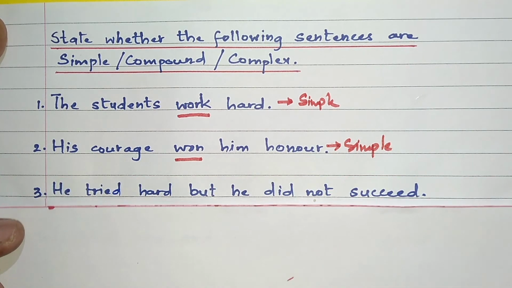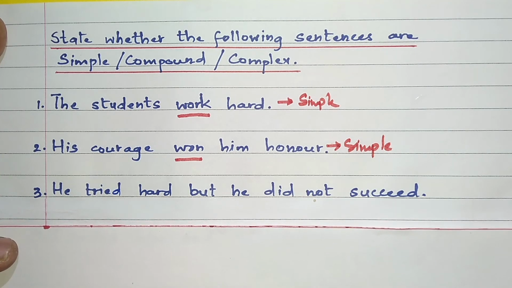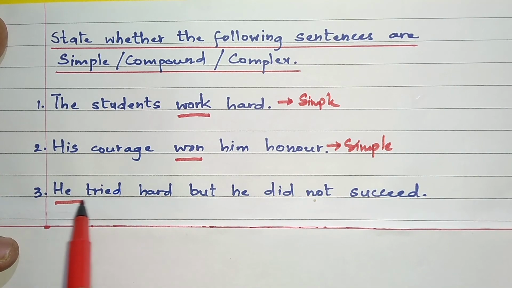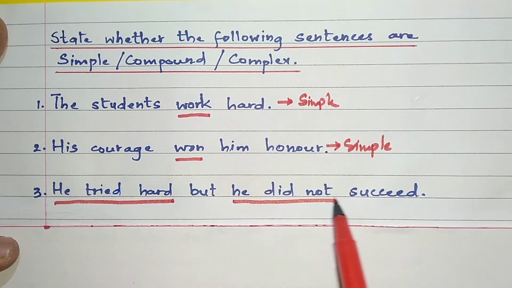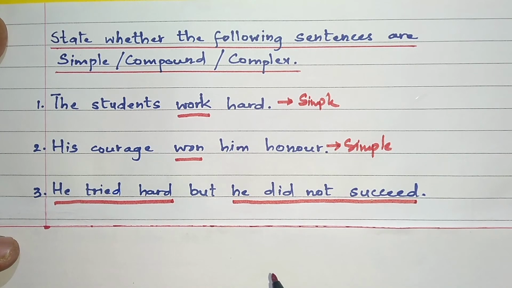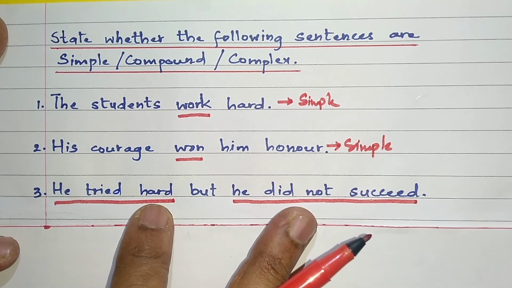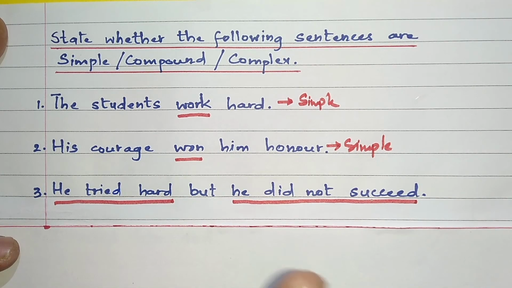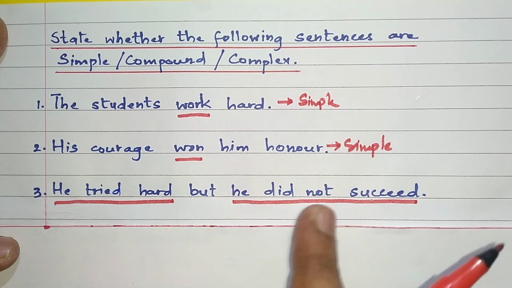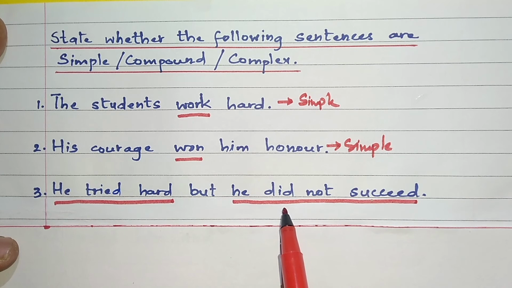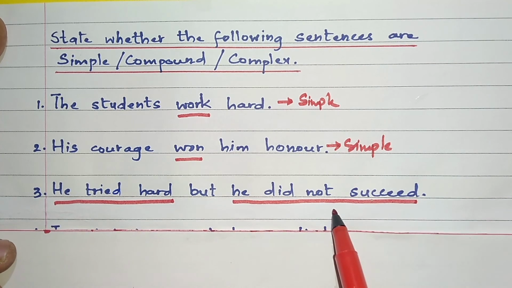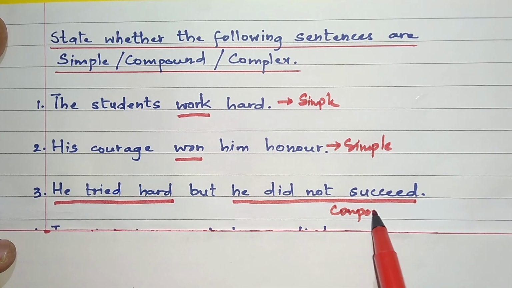He tried hard, but he did not succeed. He tried hard. This is one clause. It's an independent clause. He did not succeed. This is another clause. This is also independent of the first. Both make sense on their own. They do not depend on each other. So therefore, both are coordinate clauses. So therefore, this is a compound sentence.